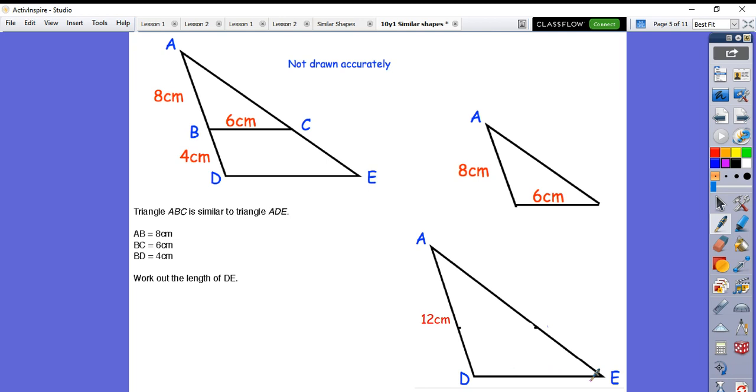Okay, so which sides correspond? So I know that here I've got my 8 centimetres corresponding side there. Okay, what have I done to 8 to get to 12 centimetres? What was my scale factor? Well, I've multiplied it by 1.5.